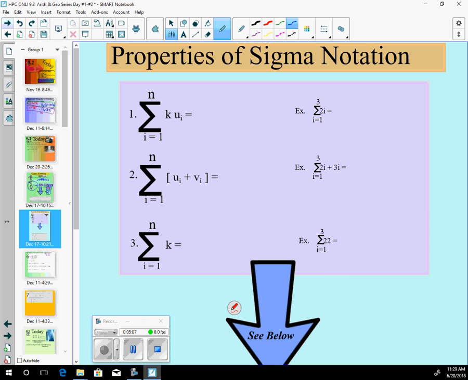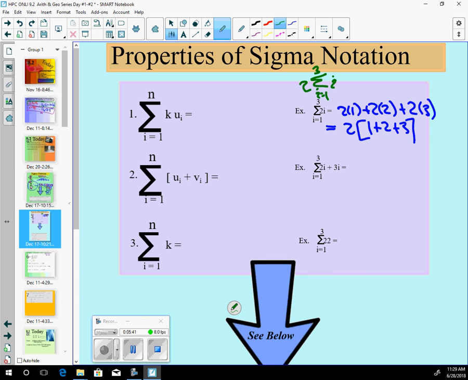Well, these are some properties. Let's do this one, the sum from 1 to 3 of 2i. So it's 2 times 1 plus 2 times 2 plus 2 times 3. So you notice you could factor out a 2 and get 1 plus 2 plus 3, which is the same here as saying 2 times the sum of I, which is 1 plus 2 plus 3.